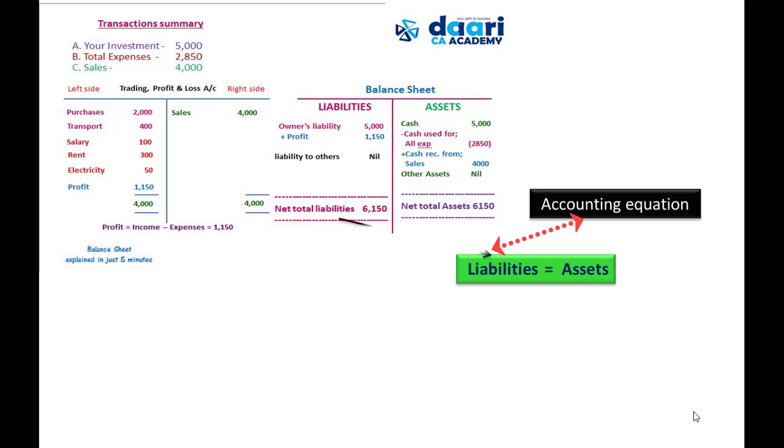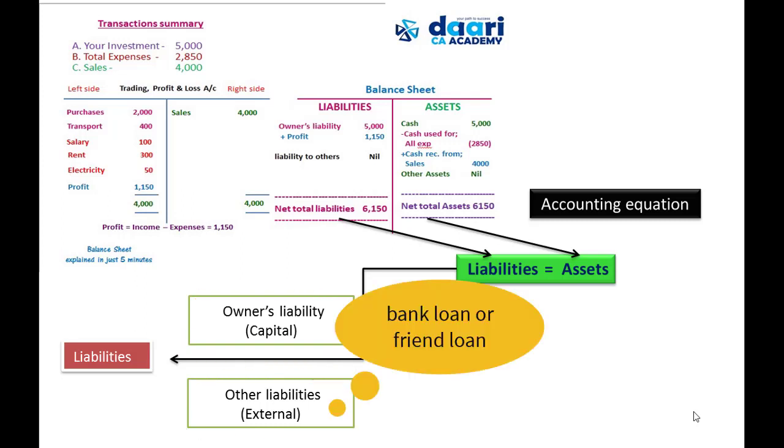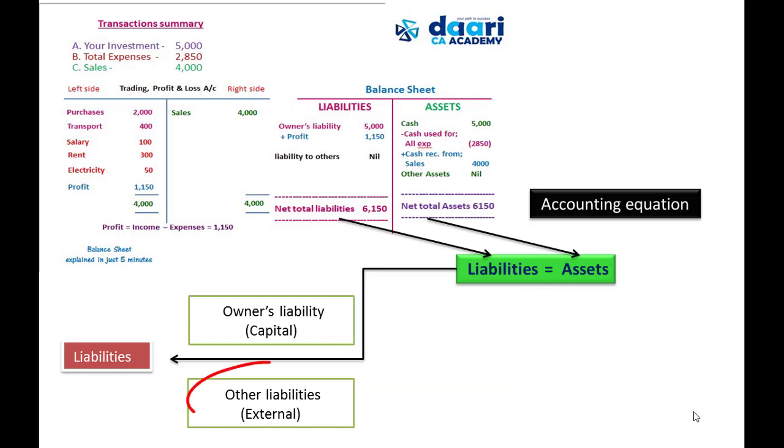Here liabilities are of two types. One is owner's liability, that is nothing but capital or net worth. The other is external liability. A businessman can start a business with his own funds, or he can take a loan. If he has taken a loan from others, either a bank, any other financial institution, or any friend, then that liability is considered external liability.